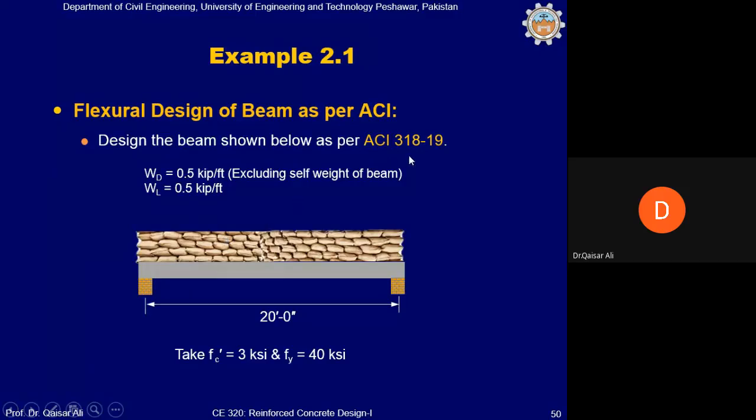The beam should be designed as per ACI 318-19. The dead load of the beam excluding self weight of the beam, which means that this dead load does not include the self weight of the beam, is 0.5 kip per foot. Live load on the beam is also 0.5 kip per foot. The beam center to center, center of the support to center of support length is 20 feet, and f'c, the specified concrete shall be used in this beam, and the yield strength 40 ksi means that the reinforcing bars to be used in the beam shall have a strength of 40 ksi.